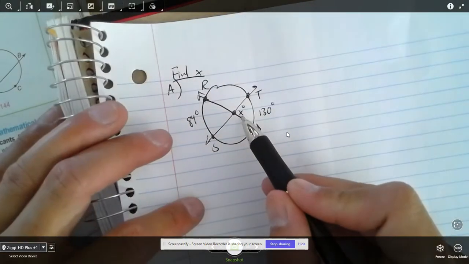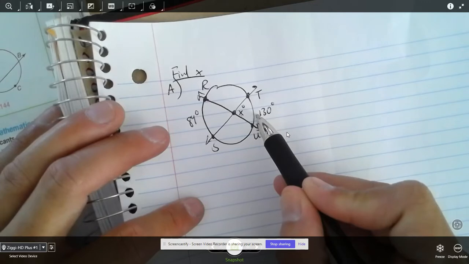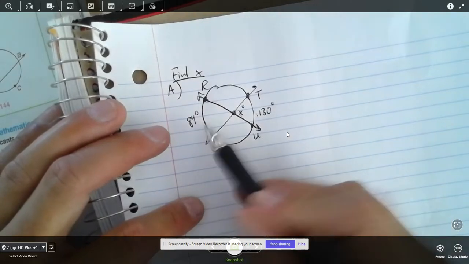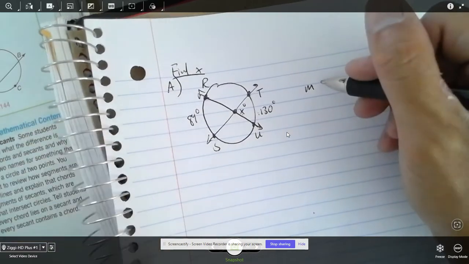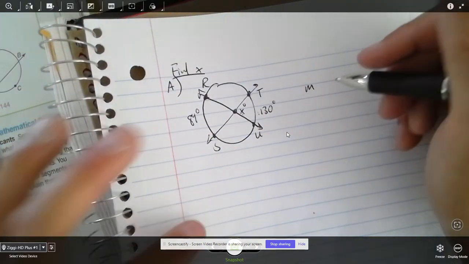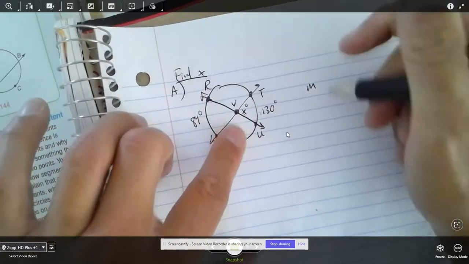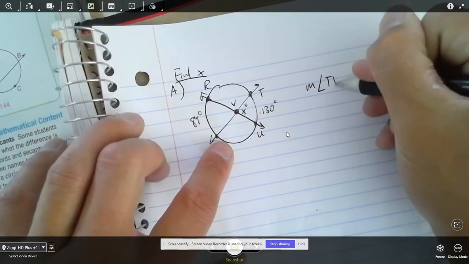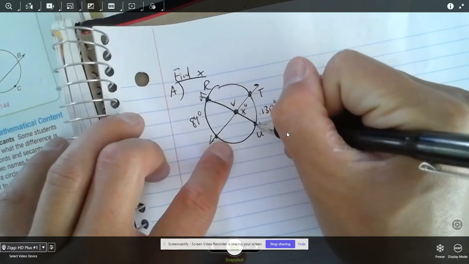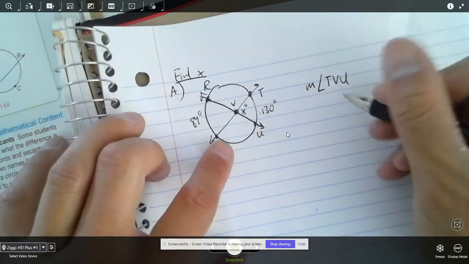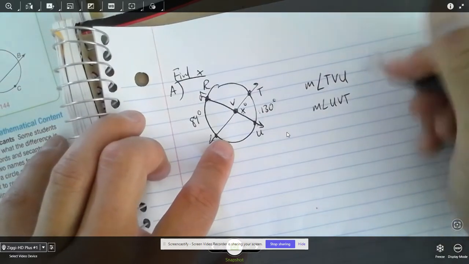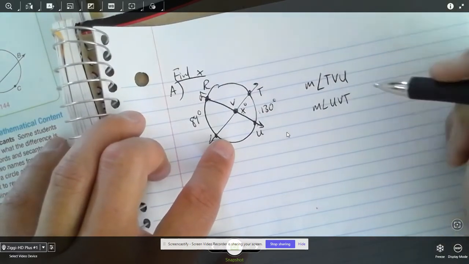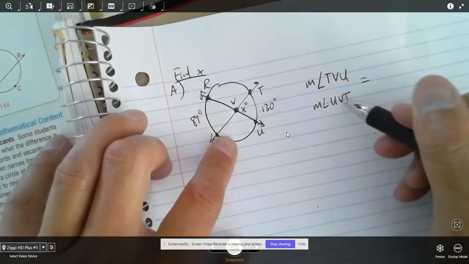So if I want to find X, just find the arc that's opposite of it, which is 130 degrees, then the one right behind it, which is 84. So I'm going to say that the measure of, let's see, oh, sorry, this is V. This is V. So the measure of angle TVU, T to V to U, or you could write that as the measure of angle U to V to T. Notice that V occurs in the middle of both of these. Well, anyways, I digress. It's the same thing. It doesn't matter what order you write it in.